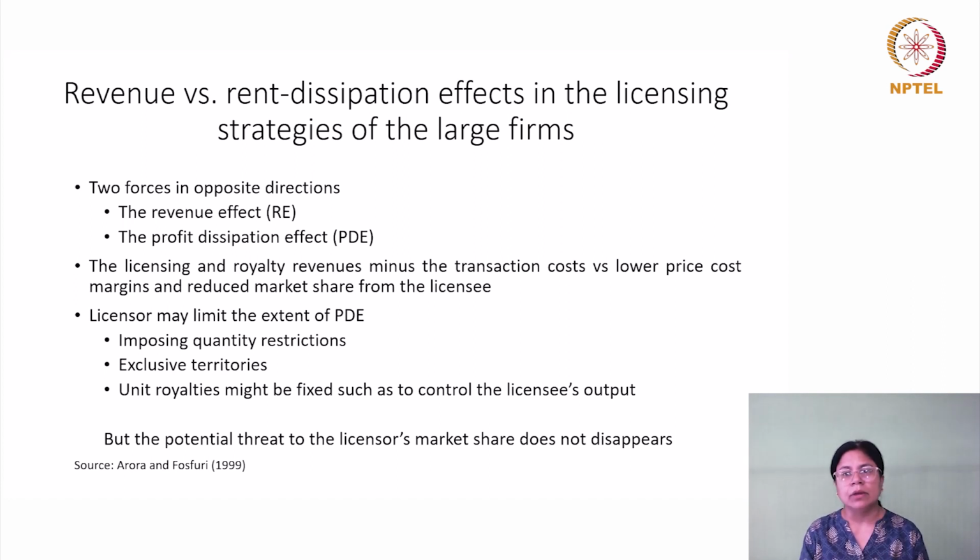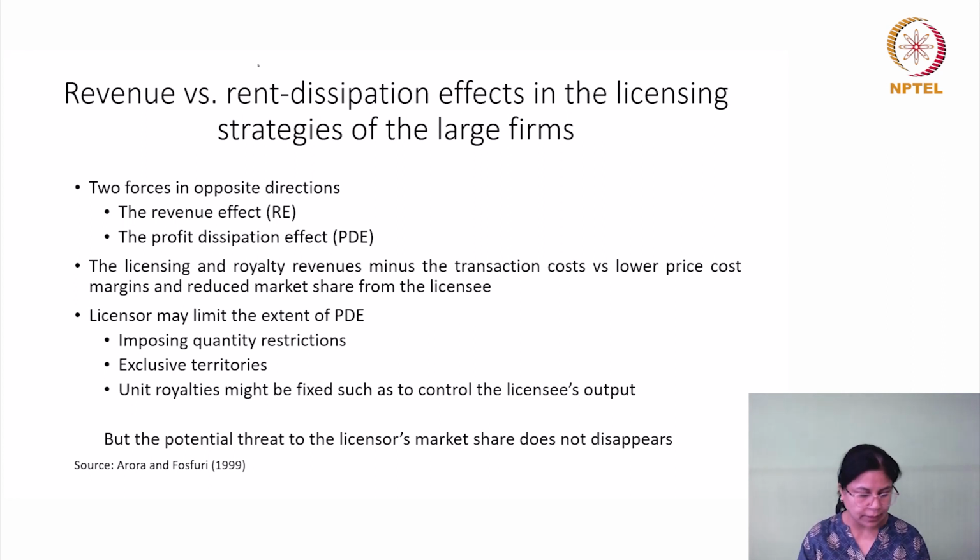When a large firm is thinking of transferring technology, it may think of two forces which are working in opposite directions. The first is the revenue effect, the other is the profit dissipation effect. As the name suggests, the revenue effect means that the company will gather licensing and royalty revenues from the licensing process itself. Apart from that, there would be transaction cost.